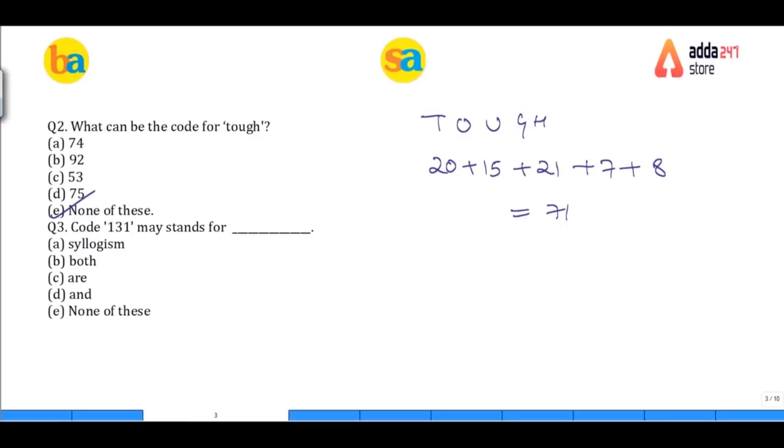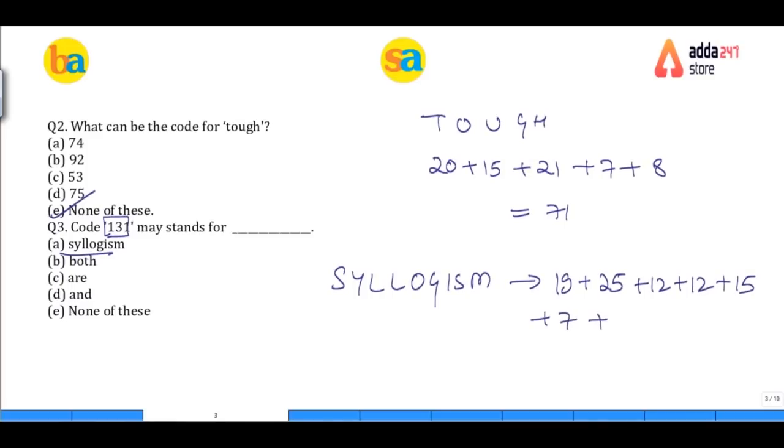तो हमें सारे वर्ड्स को देखना पड़ेगा. नंबर बड़ा है तो हो सकता है वर्ड्स ज़्यादा भी हों, और या तो लास्ट एंड एंड के जो लेटर्स हैं उनको यूज़ किया गया हो. अगर सिलोगिज्म देखें, एस के लिए 19, 25, 12 प्लस 12 प्लस 15 प्लस 7 प्लस 9 प्लस 19 एंड प्लस 13, तो ऐड करके हमें मिलता है 131, इसलिए ऑप्शन ए हमारा करेक्ट आंसर है.